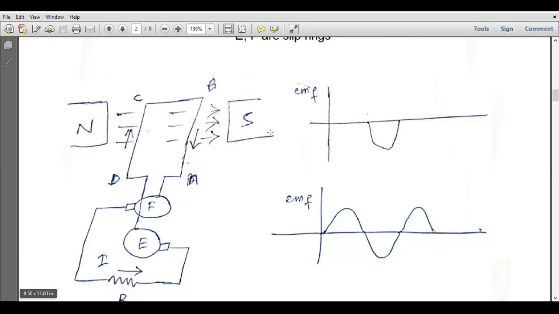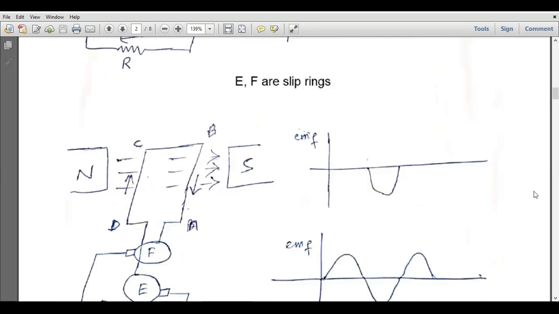So the induced EMF as a result of this direction of current will be negative. So we will have a negative half peak or a negative half cycle of the induced EMF. And overall, the induced EMF which is available at this load resistor is sinusoidal in nature. So this is the output of this generator when we are using these two slip rings E and F, right? So E and F are the slip rings.